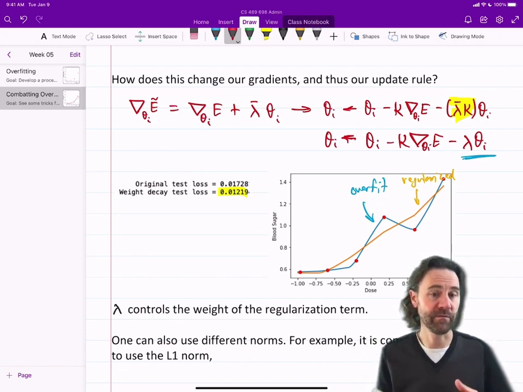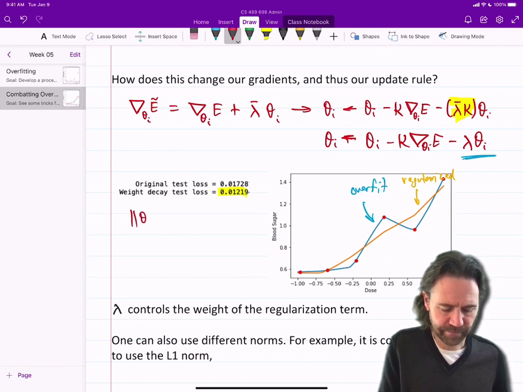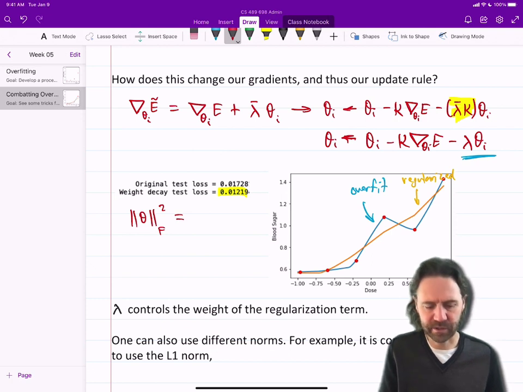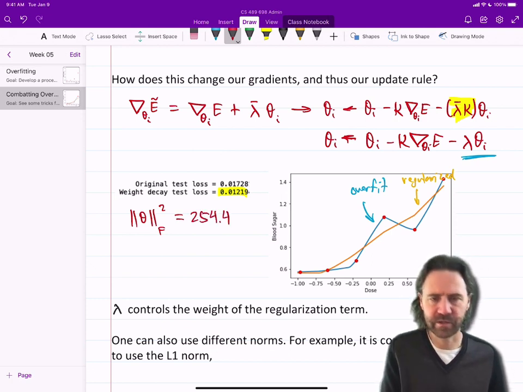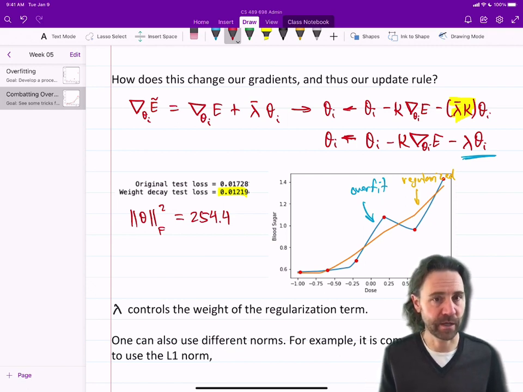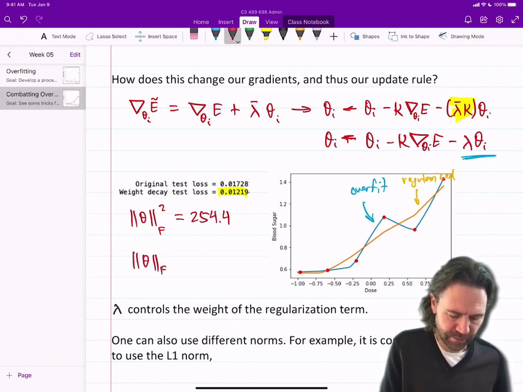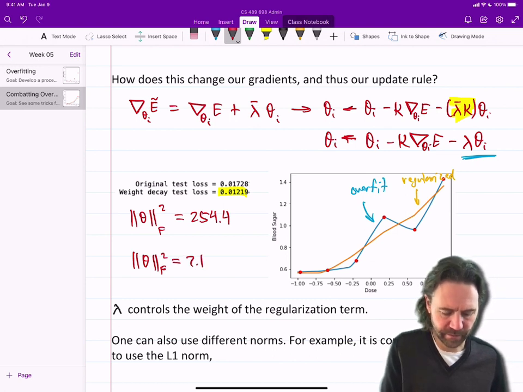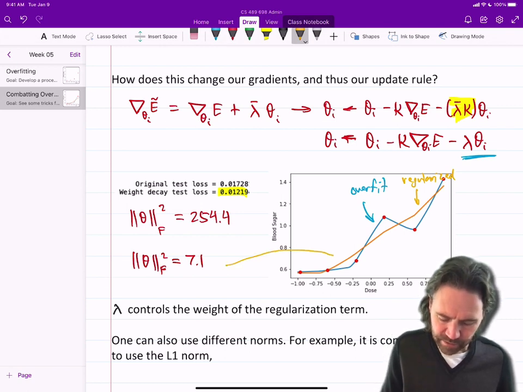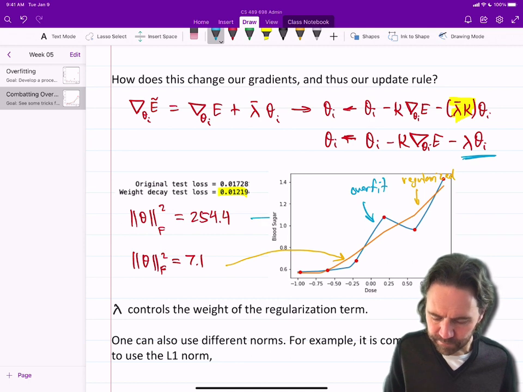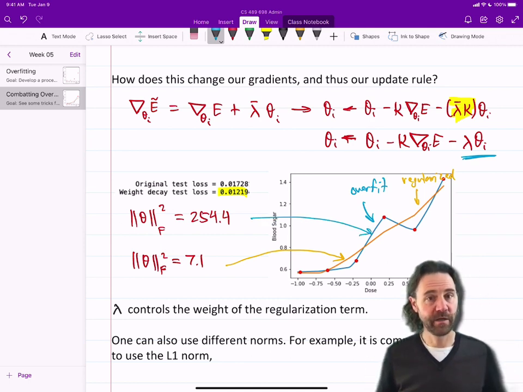Now looking at the weights themselves, the unregularized version, if I look at the Frobenius norm, the sum of the squares of the connection weights and biases, it was 254.4. Now, if I use the regularized version, it's quite a bit smaller. It's 7.1. So maybe I should just label these. Okay, so it did indeed lower the connection weights and biases quite a bit.